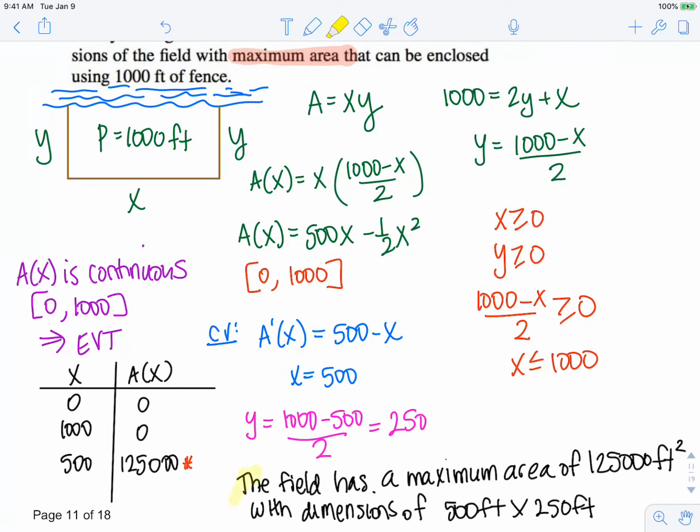So notice when you are showing this work on a free response exam, this table is required, finding your critical values is required, and figuring out your original function with its restrictions are required. If they ask for the dimensions, then you do need to add these two parts in.